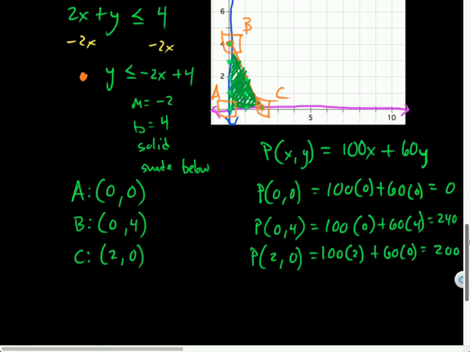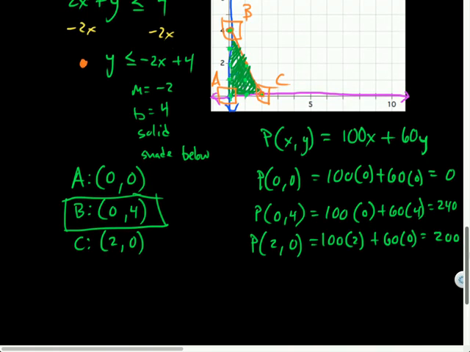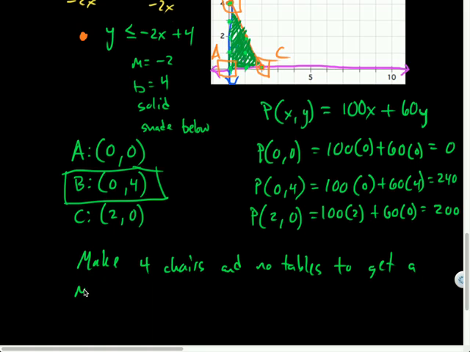Make, what was the Y value? Y was chairs. So my recommendation is make 4 chairs and no tables, to get a maximum profit of $240.